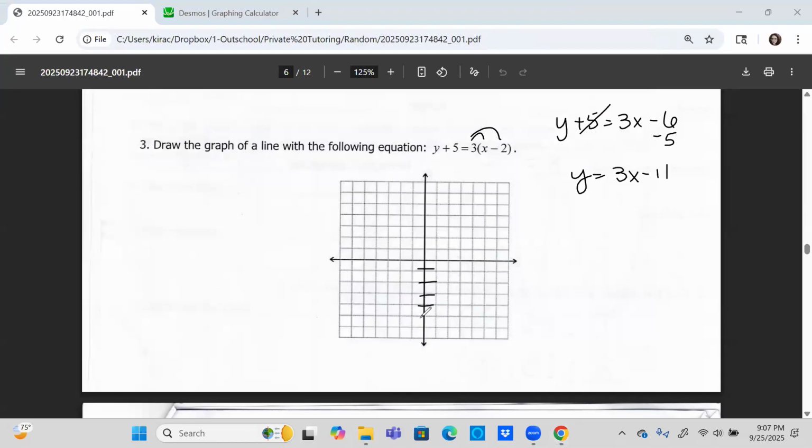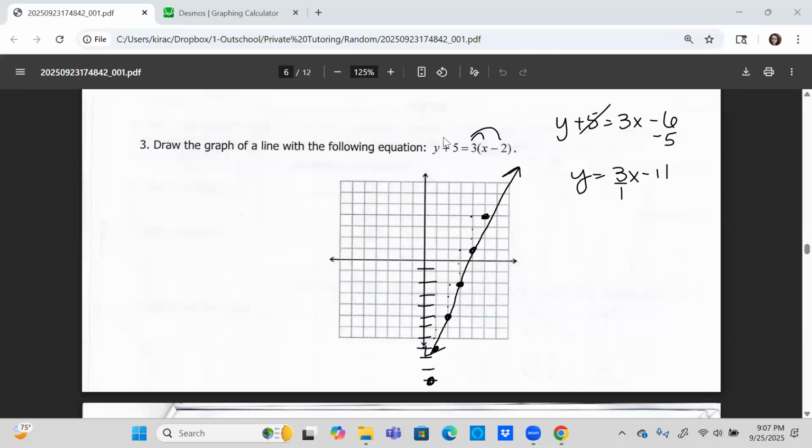1, 2, 3, 4, 5, 6, 7, 8, 9, 10, 11. Just pretend. And then the slope is 3 over 1. So up 1, 2, 3, right 1. Up 1, 2, 3, right 1. Repeat that up 3, right 1 several more times. Okay, that's not perfect because I had to start outside of it, but it's fine.